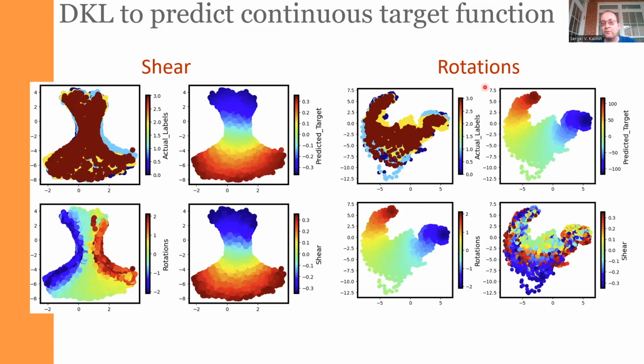So let's do the same thing for rotation. So now we care about rotation. This is our target function. We don't care about the suits of the card. We don't care about the shear. Lo and behold, it worked. So this is our predicted target. This is our rotations, ground truth labels. So they're almost the same. Everything else is jumbled together. Shear kind of tries to get disentangled, but not very successfully.